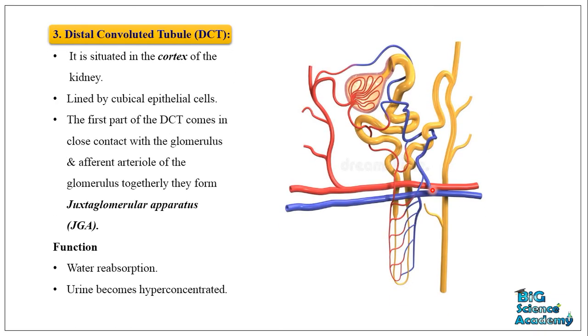Next, we will discuss the distal convoluted tubules. It is situated in the cortex region of the kidney and it is lined by cubical epithelial cells. The first part of the DCT comes in close contact with the glomerulus and afferent arterioles of the glomerulus. Together, they form the juxtaglomerular apparatus or JGA. The function of the distal convoluted tubules is water reabsorption and formation of hyperconcentrated urine.